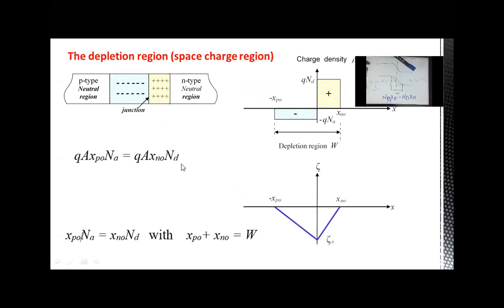So again, let me do this. Okay, this is the equation, and then this is the final answer. Xp times Na equals Xn times Nd. Again, we use the subscript node to indicate that we are under a thermodynamic equilibrium. That's why we are using this node notation as a subscript in our Xp and Xn. And as I mentioned, Xp plus Xn is equal to W.